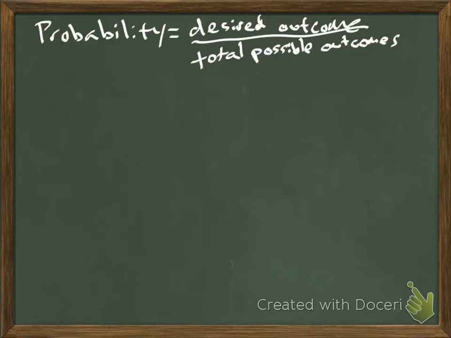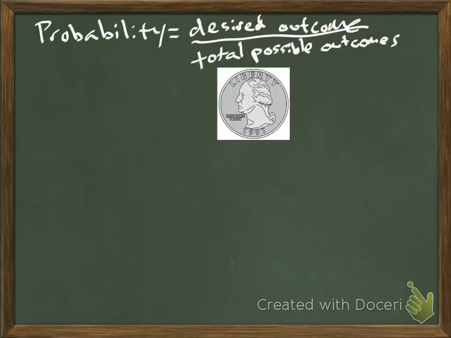Let's first remind ourselves what probability is. Probability is our desired outcomes divided by the total possible outcomes. Let's use flipping a coin as an example. I like to use this one because it's nice and simple, and our math is pretty simple to do. Let's think about the probability of flipping a coin and landing on heads.